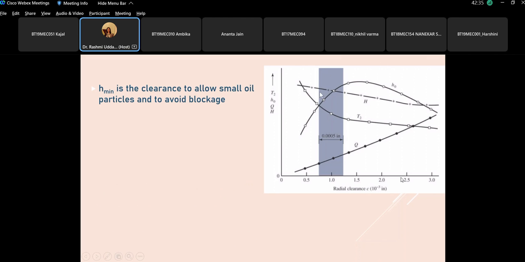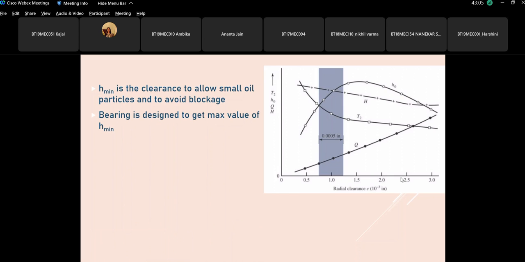Why so? This H minimum is the minimum oil film thickness, and this allows small oil particles to flow through it. It will avoid the blockage. Now with the oil, there would be some dust particles, some dirt particles, because it's a machine, it is continuously running. So this minimum clearance is required to clear all those debris also.